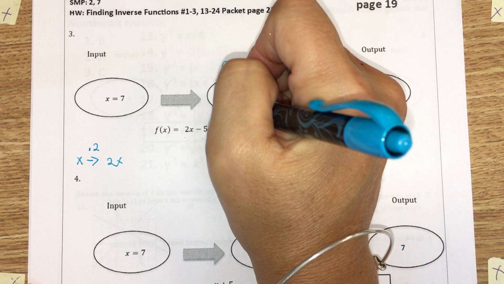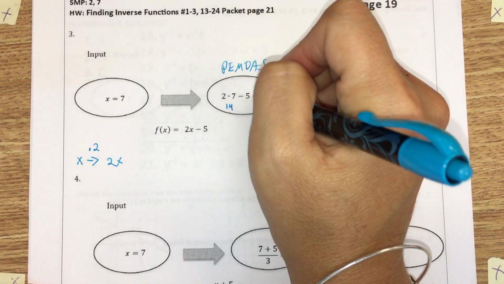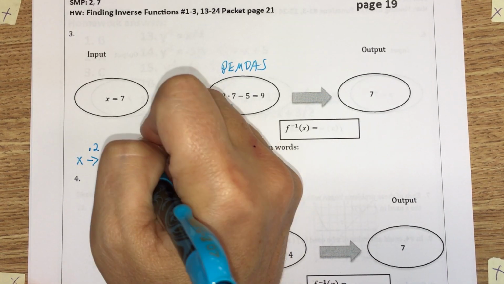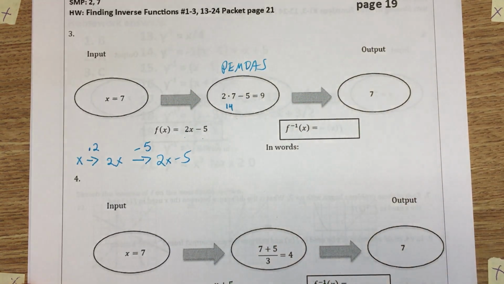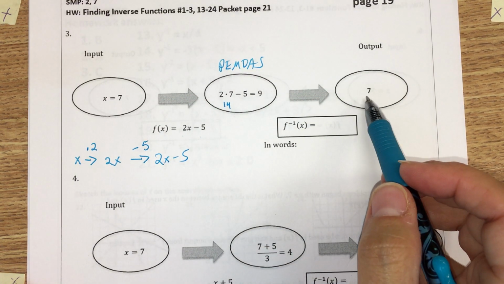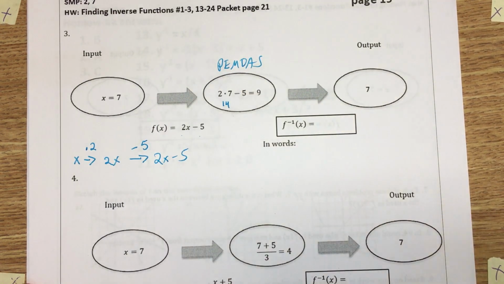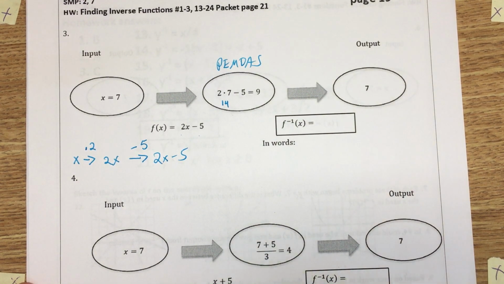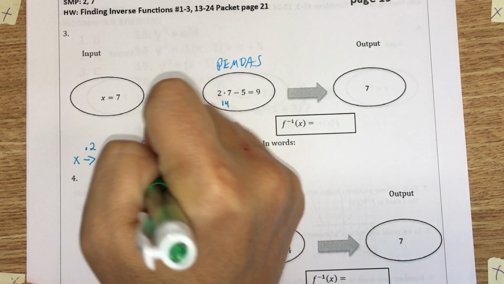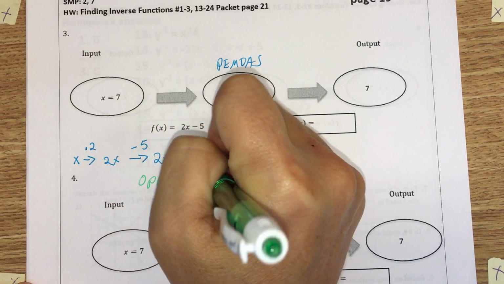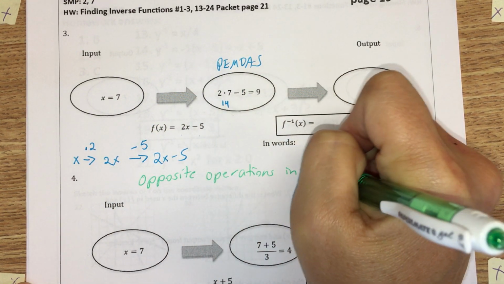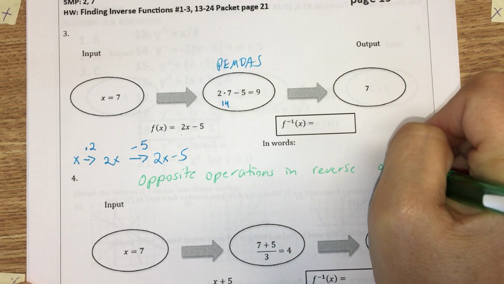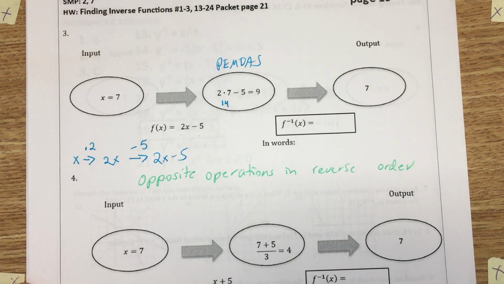So that gave me like a 14 here. Then I subtract the 5, and I get 9. So if I want to get the original output, 7, I need to do the opposite operations in reverse order, and that's going to be how I obtain my inverse function.